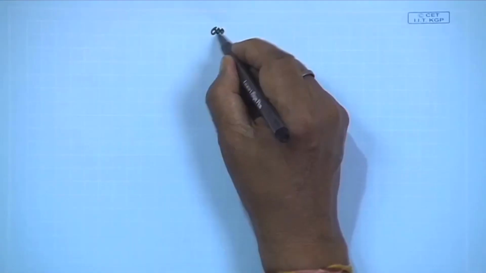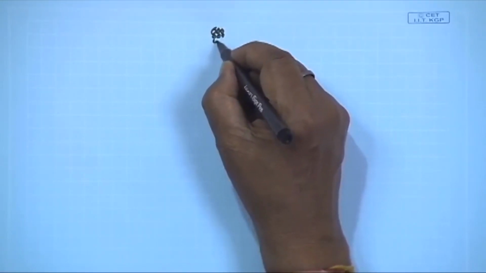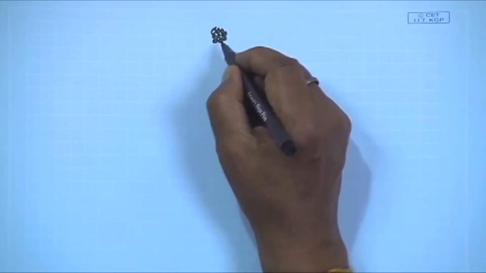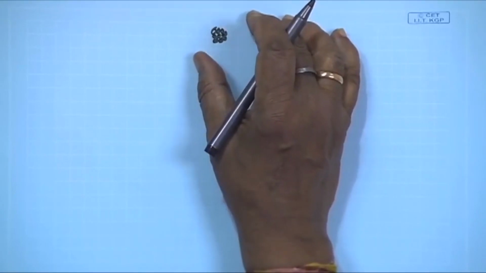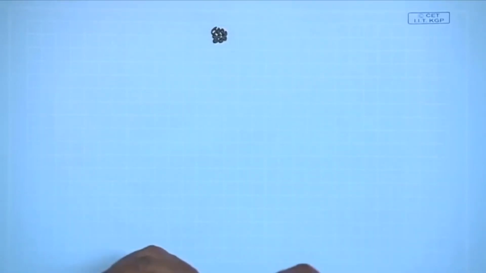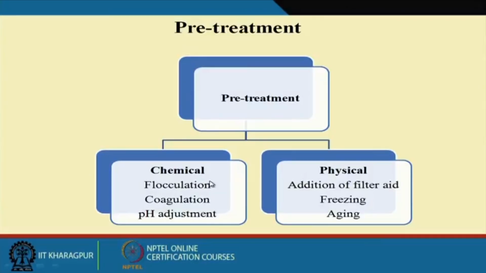This bacteria has the characteristic of producing polysaccharide gel, and since it produces the polysaccharide gel, it has the sticking property, because one cell will stick to the other cell. So when cells stick to the other cell, then agglomeration of the cells will take place. When the agglomeration of the cells takes place, then what will happen? The particle size will be bigger. When a bigger particle is there, then it can easily separate. That is called flocculation.